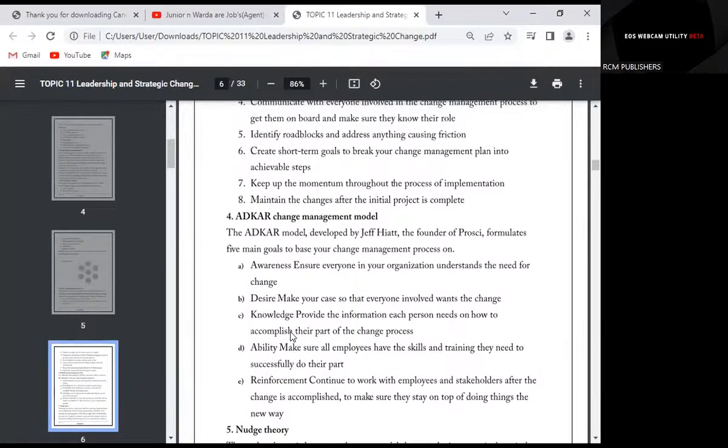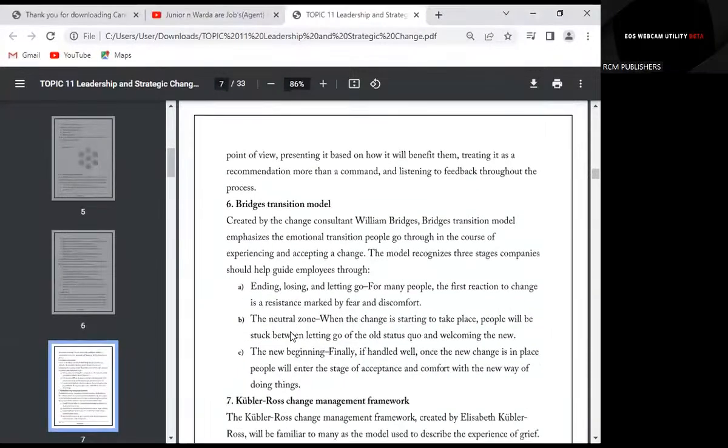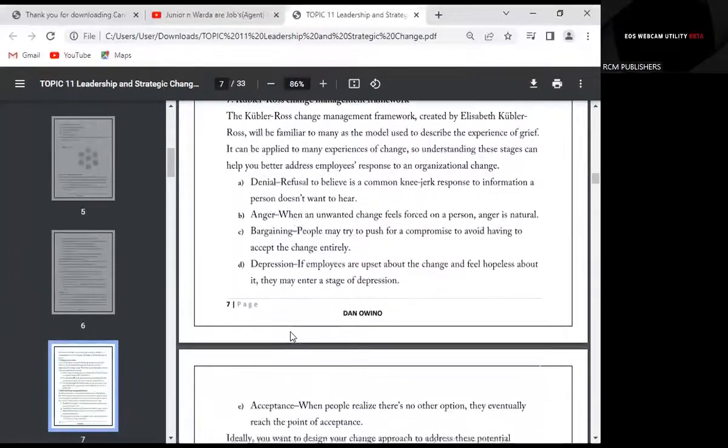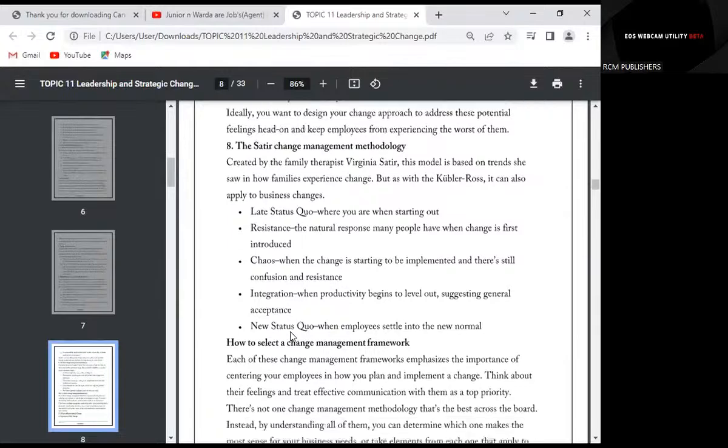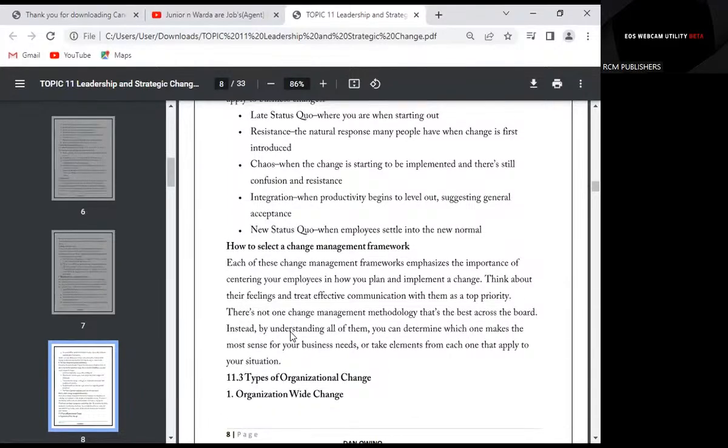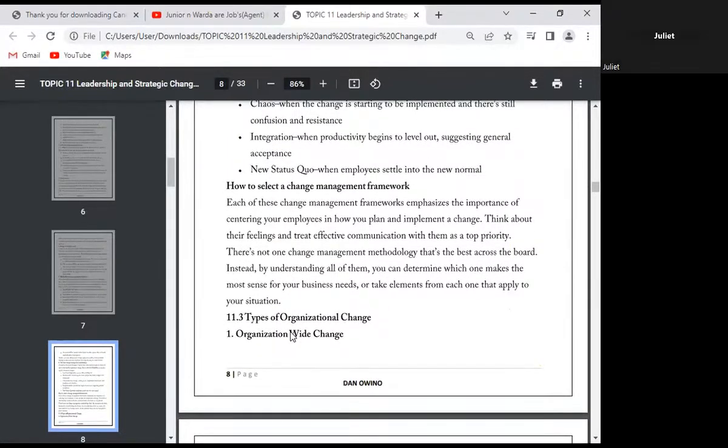So those are the 4 important change management models. The rest we can ignore. The rest we can leave. Those are not quite so important to us.